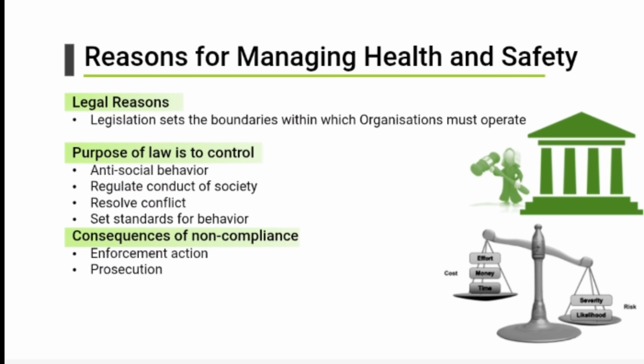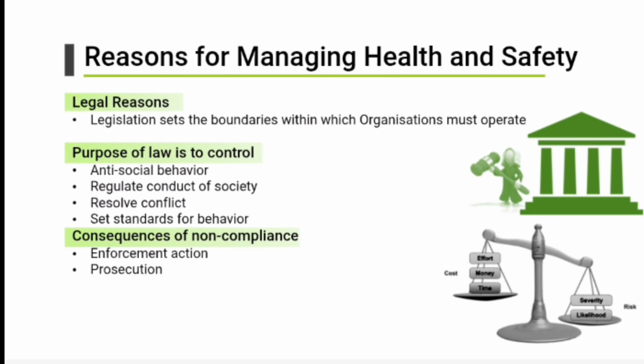Legislation plays a crucial role in setting the boundaries within which organizations must operate. The purpose of law is to control antisocial behavior, regulate the conduct of society, resolve conflicts, and set standards for behavior. When it comes to health and safety, legislation establishes clear guidelines and regulations that organizations must adhere to. These laws are designed to protect the well-being of workers and ensure a safe working environment for all.